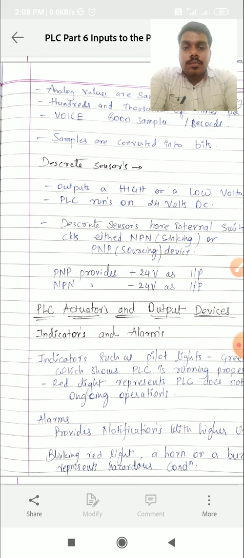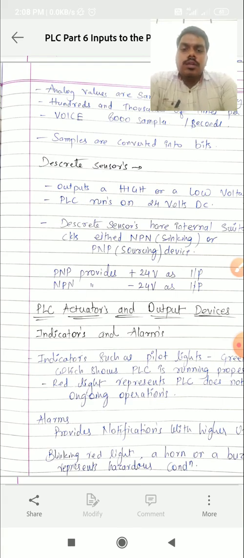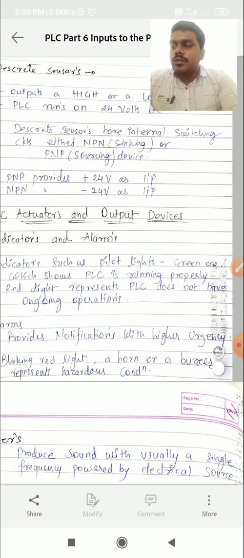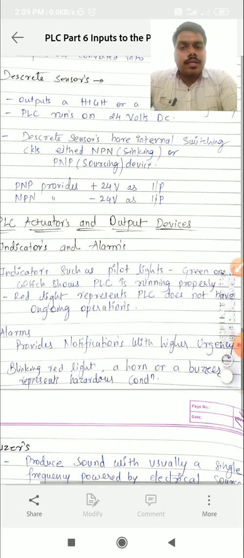Then we will discuss some output devices, like PLC actuators and output devices. So what are output devices which can be given from the PLC output module to the devices? These are indicators and alarms. Indicators such as pilot lights. If a PLC is running, how will the operator know that the PLC is working? He will know if there is some indication, right? This will be given by the pilot lights, indicators.